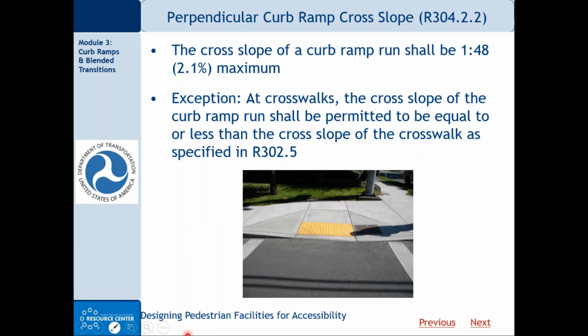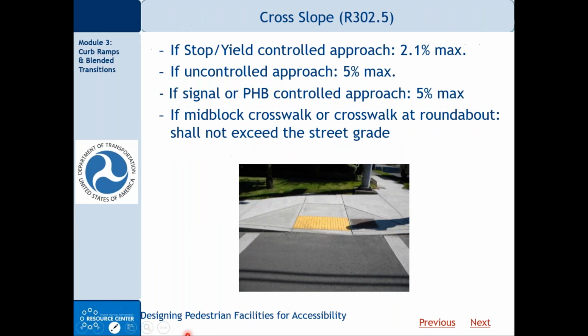Cross slope. We had questions about cross slope earlier. What about the perpendicular curb ramp cross slope? The final rule says the cross slope of a curb ramp run shall be 1 to 48 or 2.1% maximum, but there is an exception. At crosswalks, the cross slope of the curb ramp run shall be permitted to be equal to or less than the cross slope of the crosswalk as specified in section R302.5.